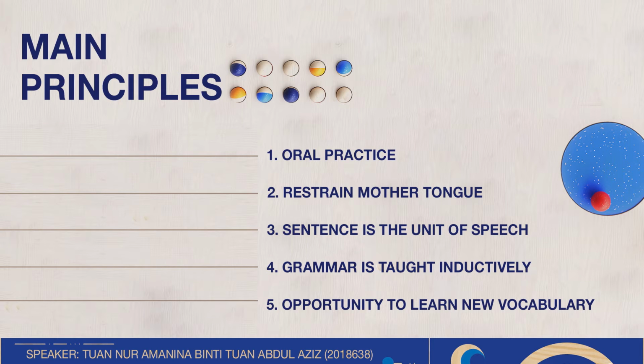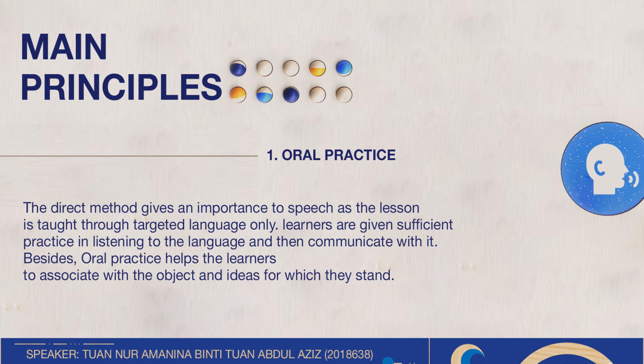Next, it is based on the following main principles. Number 1, oral practice. The direct method gives importance to speech as the lesson is taught through the target language only. Learners are given sufficient practice in listening to the language and then communicating with it. Besides, oral practice helps the learners to associate with the objects and ideas for which they stand.